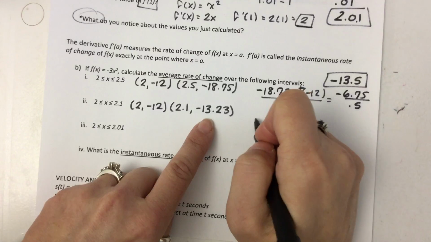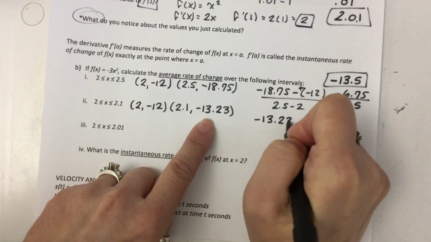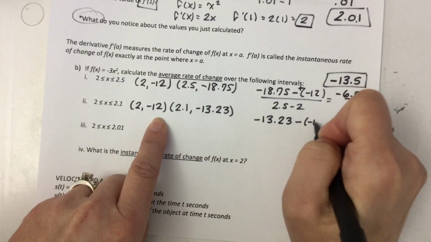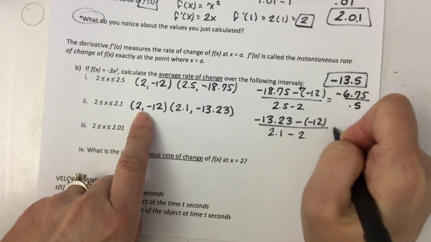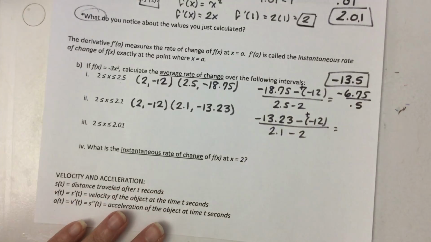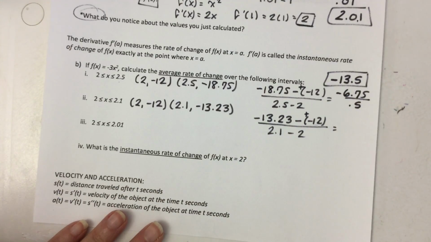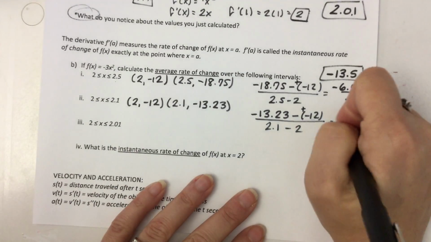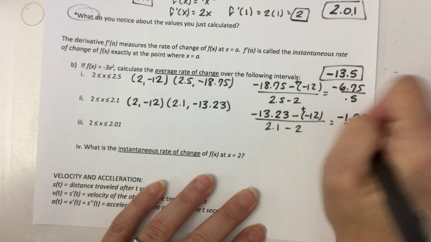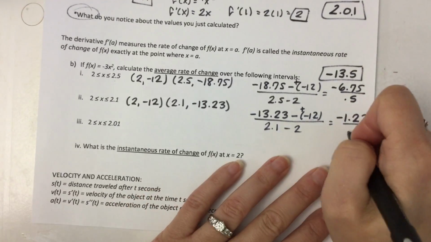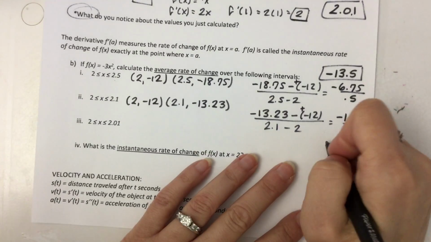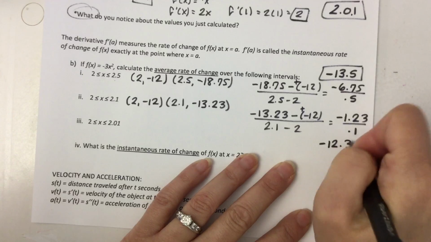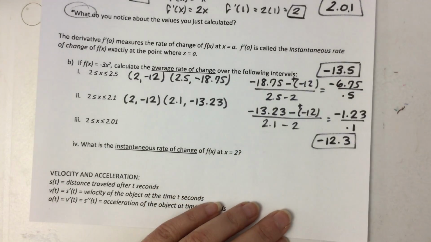Now we find the slope. Negative 13.23 minus negative 12 over 2.1 minus 2. This again is a plus. Negative 13.23 plus 12 is negative 1.23. 2.1 minus 2 is 0.1. So if I go ahead and divide those two, my average rate of change is negative 12.3.